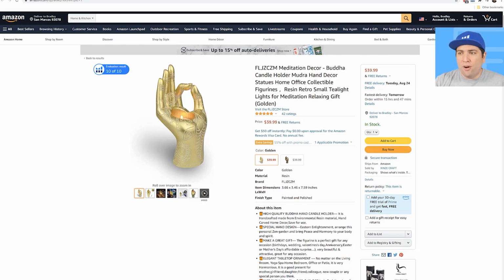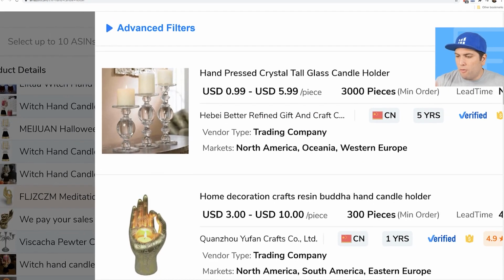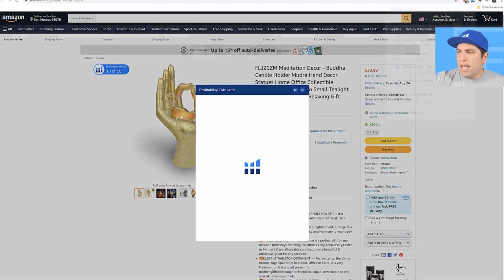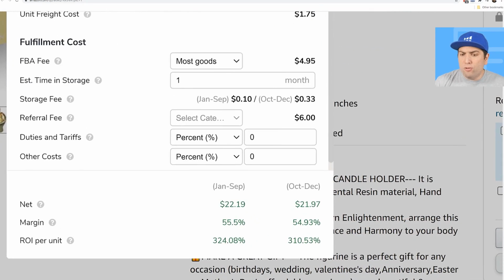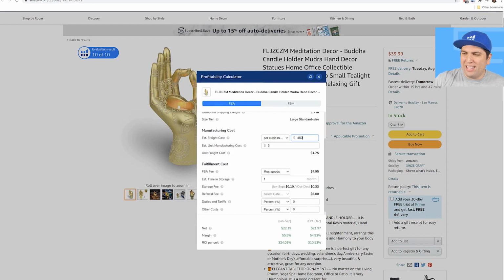$39 they are selling it for right now. $39. And here on Alibaba.com, it looks like we can pay anywhere from $3 to $10. So if I'm on here, I'm going to run the profitability calculator and say, hey, I can get this product for like $5. How much money would I make if my shipping is, let's just say, $450 per cubic meter? Look at those margins, 50%. Now there's going to be more costs involved. I doubt I can do 50% margins, but this is just to show you the potential here. I literally found the product in China, the factory that has this product.